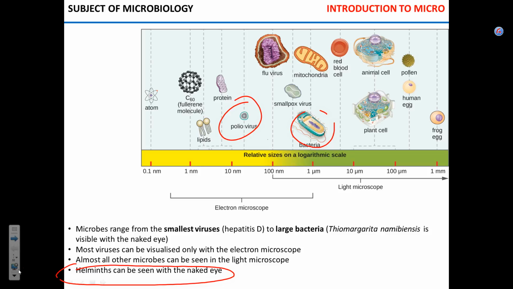Any ideas why? What are helminths, first of all? Helminths. Worms. Yes, they're pretty big. Some of them are like 40 feet long. So why are they still in microbiology? It's very practical.